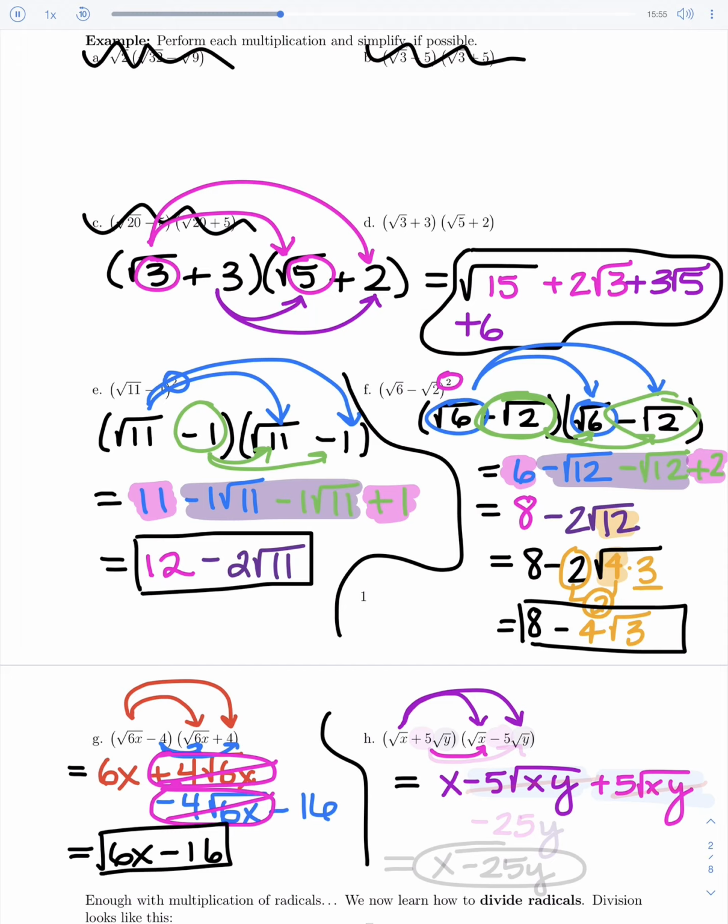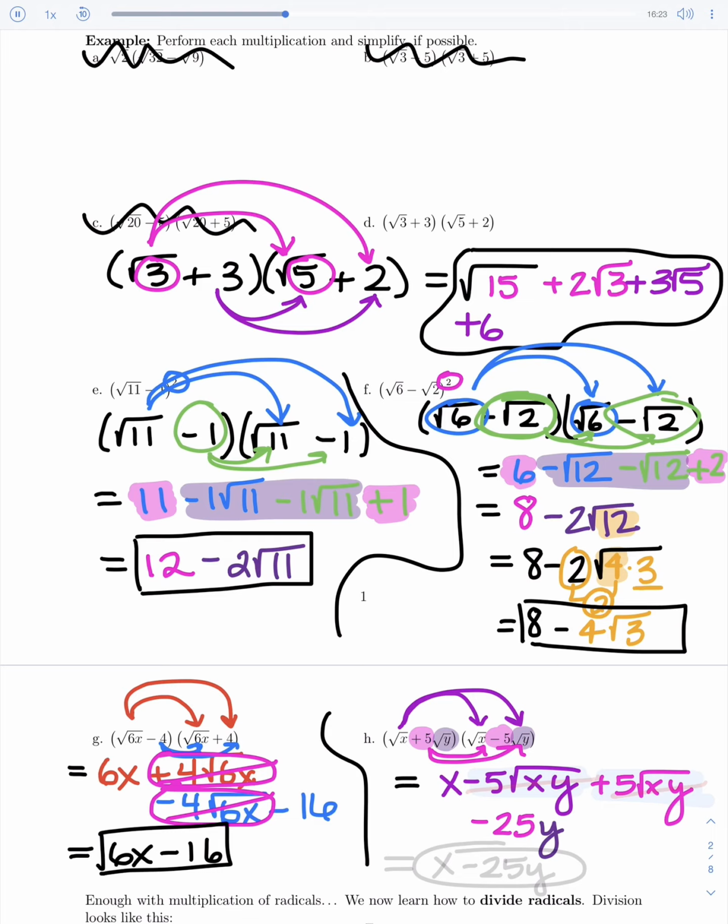Now be careful, here's the hard part, is doing the last two. On the last two we have a positive 5 and a negative 5, which would give us negative 25. Also, let's see what else we have. We have a square root of y times the square root of y. Well, if the square roots are identical like they are, the square roots will just fall off and leave you with the y that's underneath.